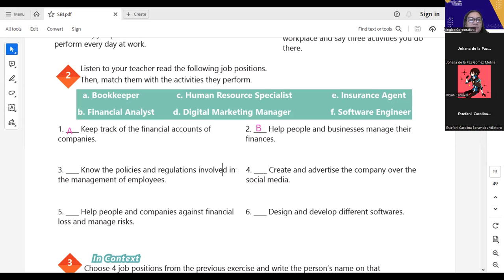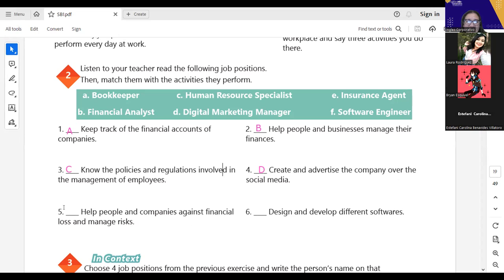Know the policies and regulations involved in the management of employees. Letter C. Okay, human resource specialist. Letter E, insurance agent. Okay. Create and advertise a company over the social media. That's digital marketing, letter D. Help people in company against financial loss and manage risk.